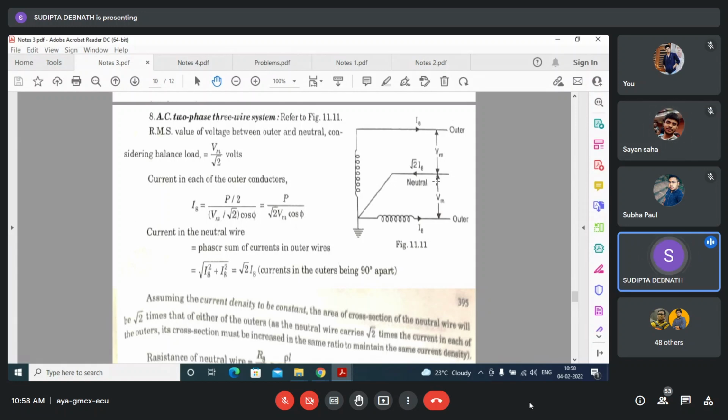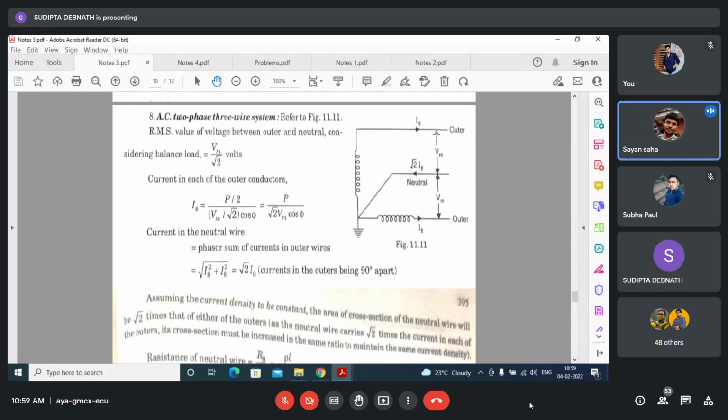If the cross-sectional area is √2 into A, what will be the resistance? Resistance will be RA by √2, isn't it? Resistance is inversely proportional to the cross-sectional area. If the cross-sectional area is increased by x times, resistance will be decreased by x times. So these things you have to keep in mind. Okay, now let's start.